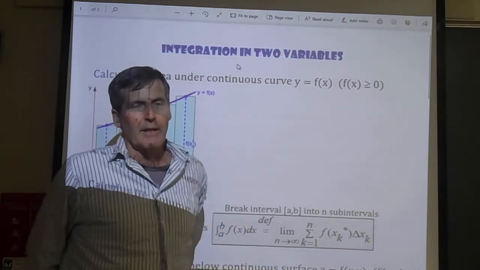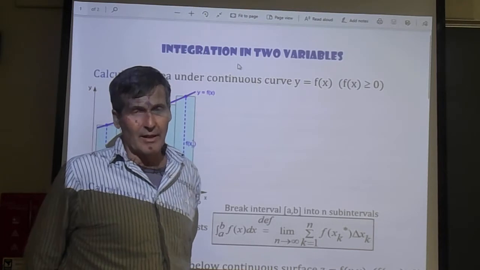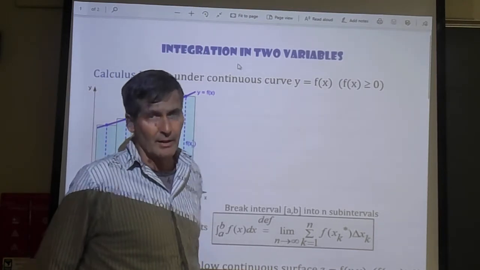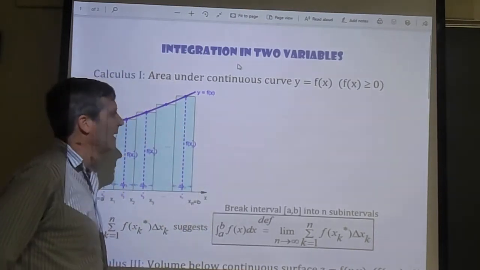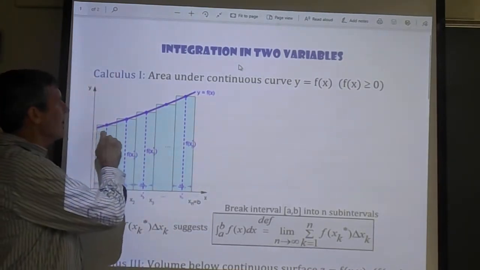We've got multivariate calculus now. We want to extend the concepts that we had in Calculus 1. Here's a major one, right? The area under a curve.